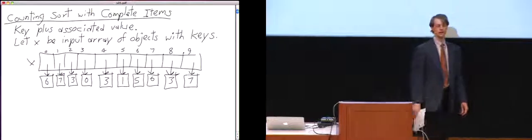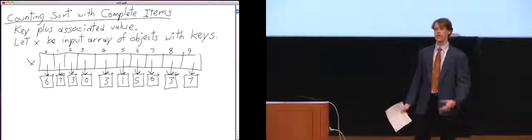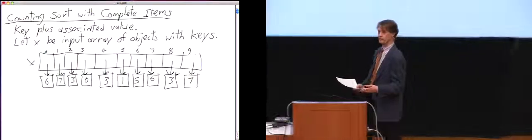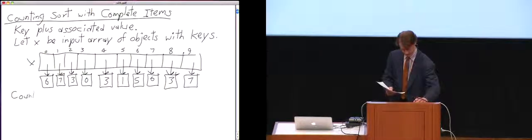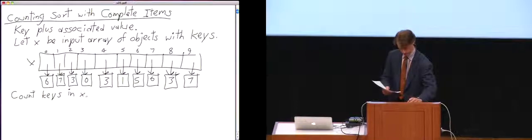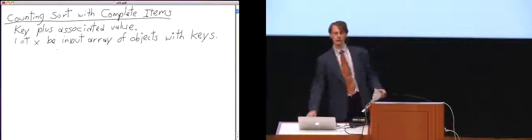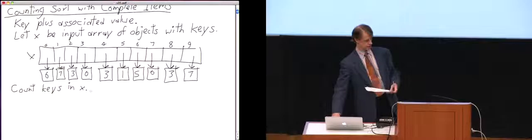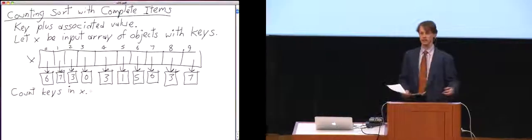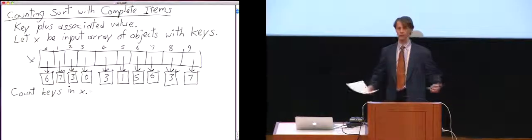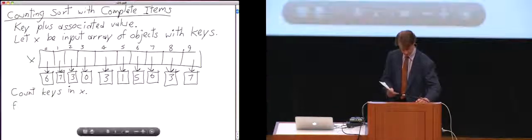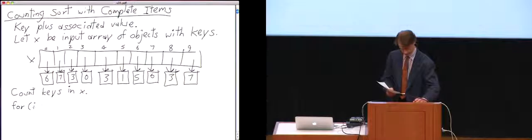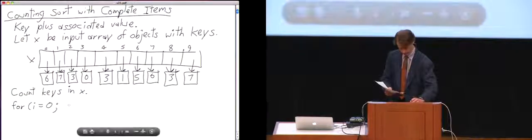We're going to start this version of counting sort exactly the same way we did the basic version of counting sort, which is we're going to count the keys. This time I'm going to give you actual Java code so that you can see how counting sort would work when we're doing the hard part, which is moving all this stuff around. So here are our 3 lines of code that will count the keys for us.